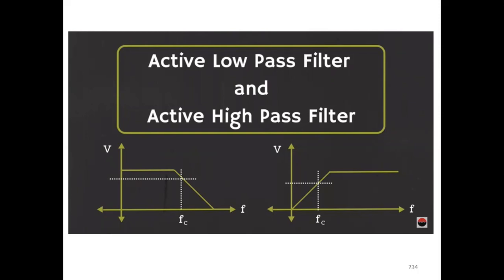But in active filters, the operation is defined by the frequency. That means using an operational amplifier, we are going to design a filter. We know that different filters are available in communication systems: low pass filter, high pass filter, band pass filter. We are going to design this kind of filters in this chapter. Active means it uses an operational amplifier, so we define the active low pass filter and high pass filter.